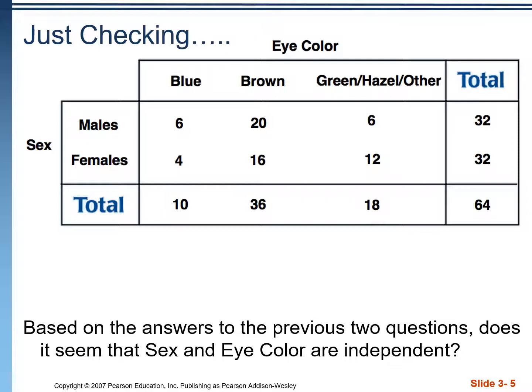Okay, if we look back at those previous two slides, we saw some differences. And the question always becomes, how much is too much? What's the same in this class and what's different? As we get further into the course, it's a little easier to define that. But based on those two previous slides, the biggest difference we saw is in green, hazel, and other. 28.1% of the total number of students had green or other eyes versus only 18.8% of males. We're going to call those two numbers different and say that these are not independent. There's an association between your sex and the color eyes you have.